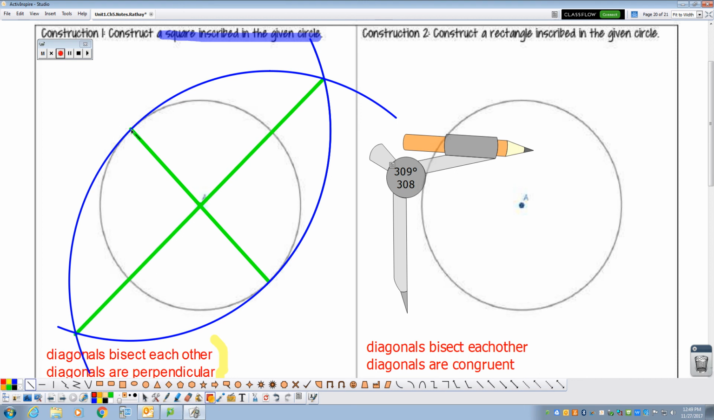So now if I connect those 4 points, I have a shape whose diagonals are congruent, they bisect each other, and they are perpendicular, which guarantees that my red shape is a square.